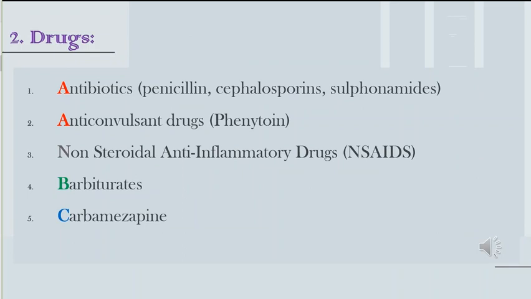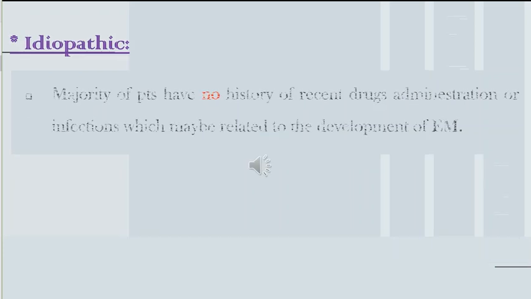Okay, we also mentioned that drugs or medications have a big role in causing erythema multiforme. Most of these drugs we use normally, but some patients have an allergic reaction to them. What are they? We have antibiotics like penicillin, sulfonamides and cephalosporins, anticonvulsant drugs like phenytoin, and non-steroidal anti-inflammatory drugs. We also have barbiturates and carbamazepine, which are included among the causes of erythema multiforme.